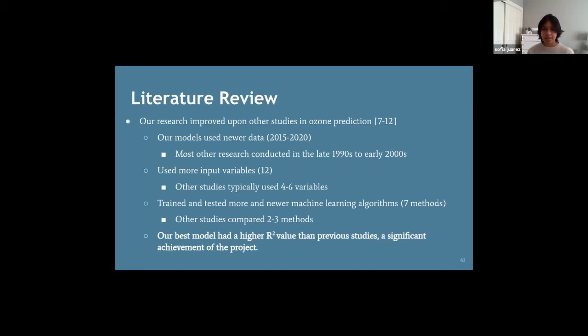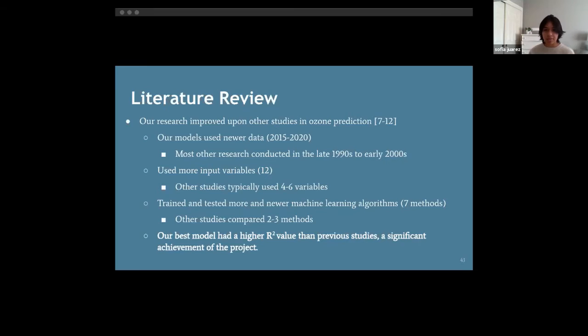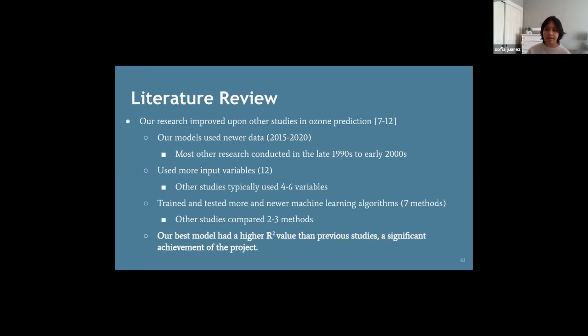Our research improved on other studies in ozone prediction. For example, our studies used newer data from 2015 to 2020, while most other research was conducted in the late 90s to early 2000s. In our models, we used more input variables. We used 12, and other studies usually used 4 to 6 variables. Finally, we trained and tested more and newer machine learning algorithms using 7 methods, while other studies compared 2 to 3 methods. And finally, our best model had a higher R-squared value than previous studies, a significant achievement of the project.